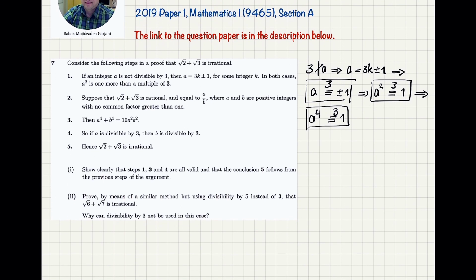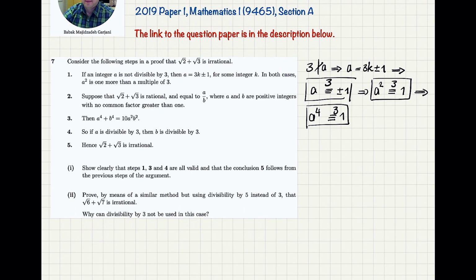Okay, now assume that you want to solve the second part of the problem based on divisibility by 3. So what do you do then? You do the same thing. You would write, okay, let square root of 6 plus square root of 7 be a over b, where a and b are positive integers and the greatest common divisor of a and b is equal to 1.